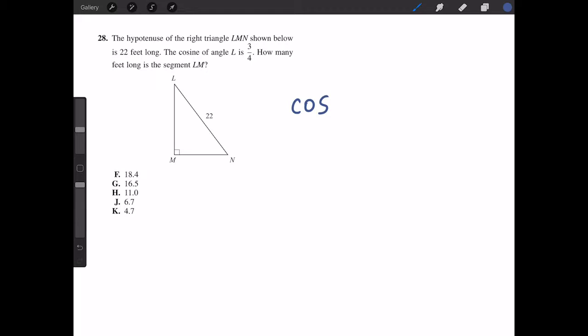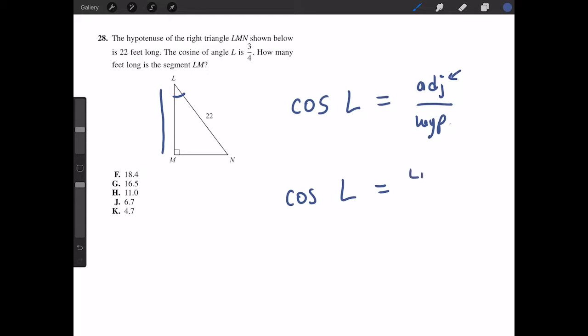Remember that the cosine of an angle, in this case L, is equal to the adjacent side to the angle L divided by the hypotenuse. In other words, cosine of L, which is this angle right here, is equal to the adjacent side, which is segment LM, the one that we're trying to find the measurement of. So LM divided by the hypotenuse, which in this case is 22.